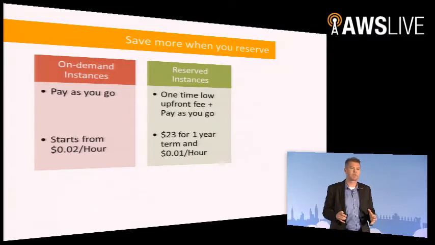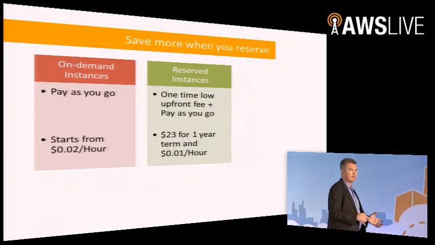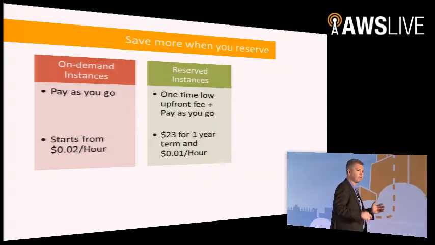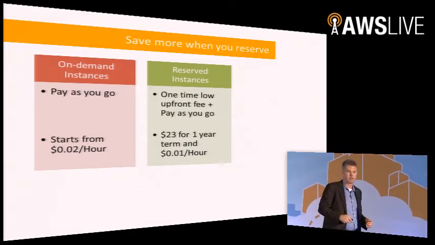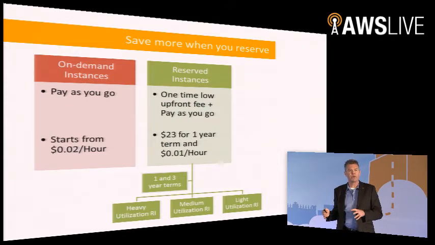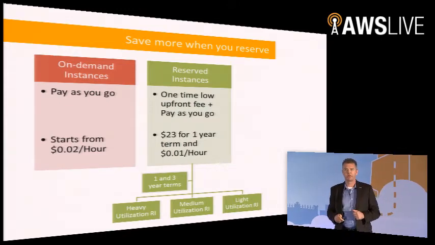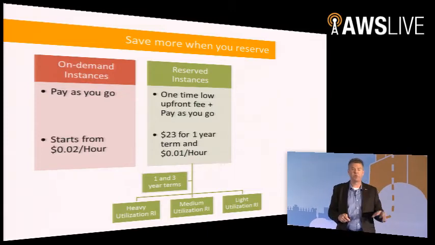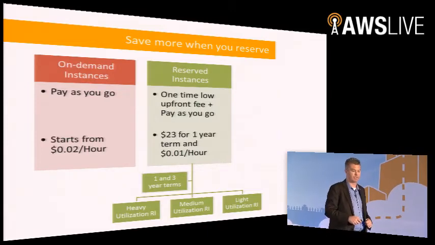Now, the way these work is there's a small upfront fee, and then the ongoing hourly rate is actually vastly reduced from the on-demand price. And these come in a number of different flavors. You can commit to a 1-year or a 3-year reserved instance across 3 different levels of utilization: light, medium, and heavy. And we'll see how all of these play into various use cases in a minute.